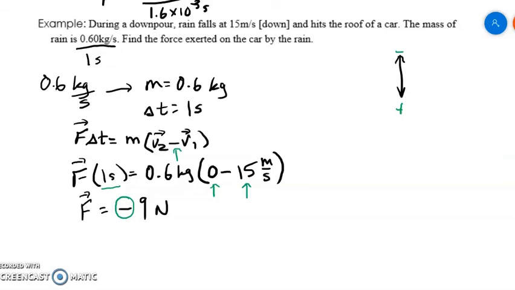So why does the rain not lift the car? We know that doesn't happen. In this case, the subject of this change in momentum is the rain, not the car. The 0.6 kilograms over here is the mass of the rain. The 15 meters per second and the 0 meters per second, those are all about the rain, not the car. So this negative 9 newtons is actually the force exerted on the rain.